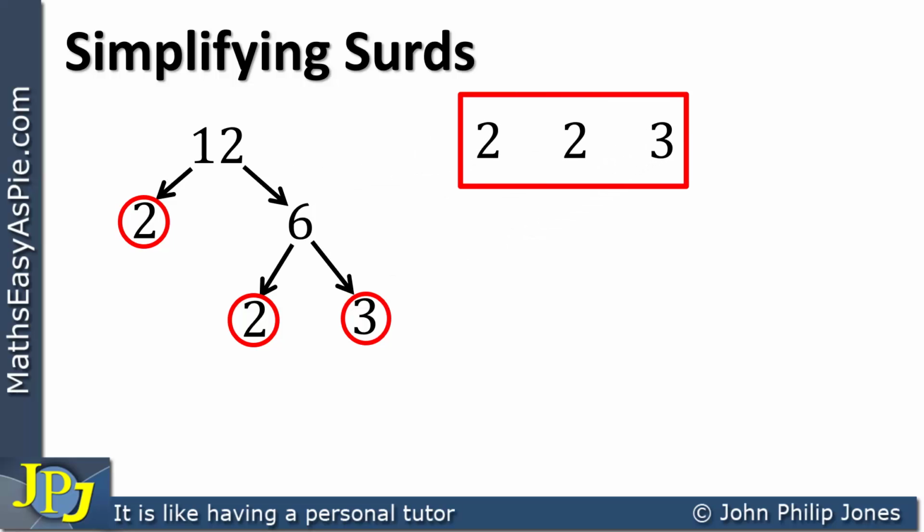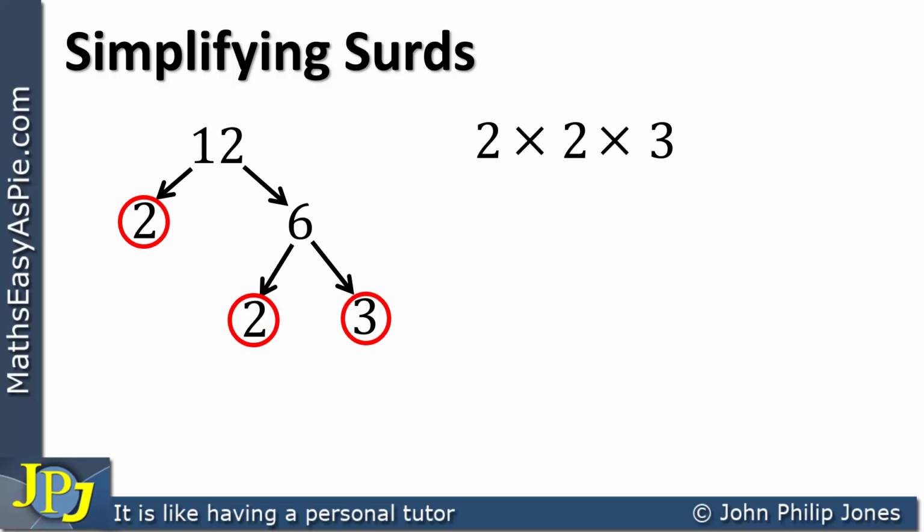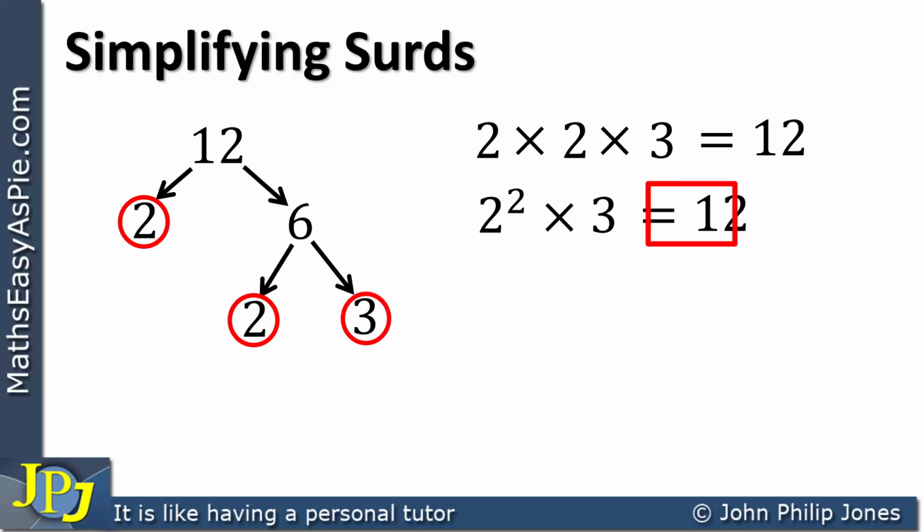And now what we do, we multiply them all together. And of course, 2 times 2 is 4, times 3 is 12. So we can see that 2 times 2 times 3 gives us 12. And what we're doing here, we're expressing 12 in its prime factors. Now, 2 times 2, well, we can write that as 2 squared, and then we bring the multiplication and the 3 down, and this also will equal 12.